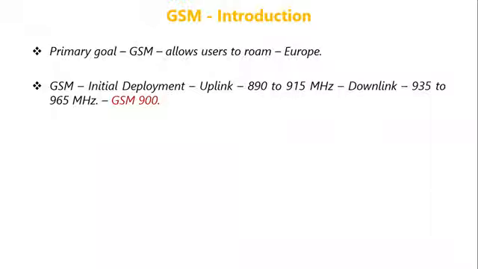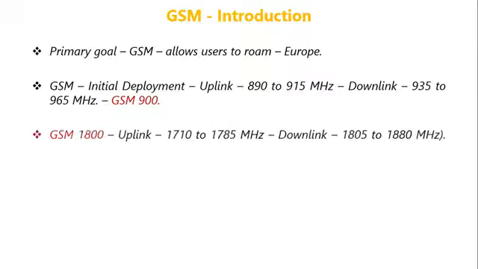Later, many versions of GSM were introduced. One such version is GSM 1800, which is also called DCS, Digital Cellular Systems.